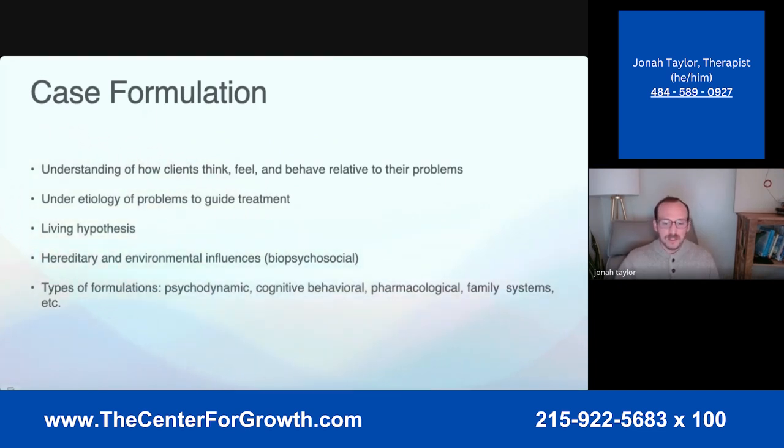Case formulation should, at this point, no matter the theory, use a biopsychosocial approach that considers both hereditary and environmental influences, not just psychological ones. We're going to talk about psychodynamic today, but there's cognitive behavioral ones, pharmacological ones, family systems.